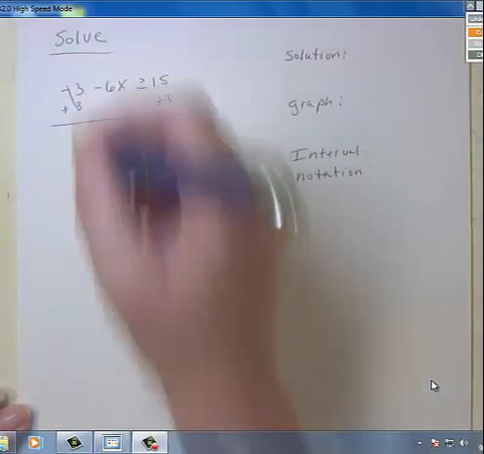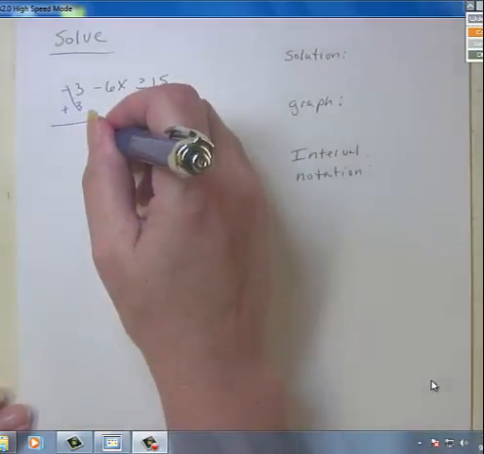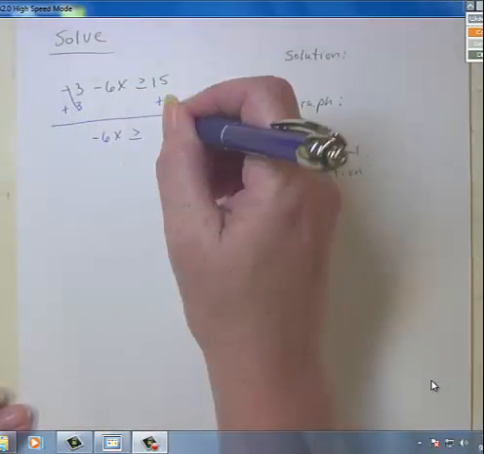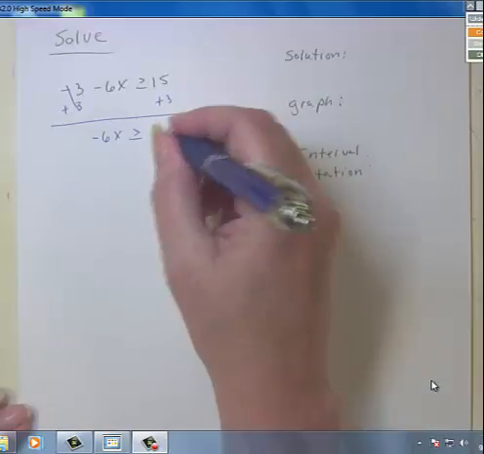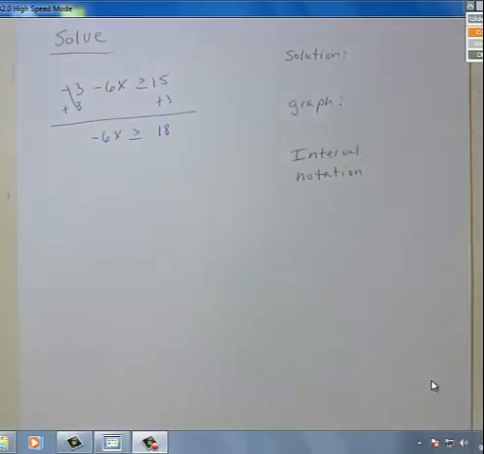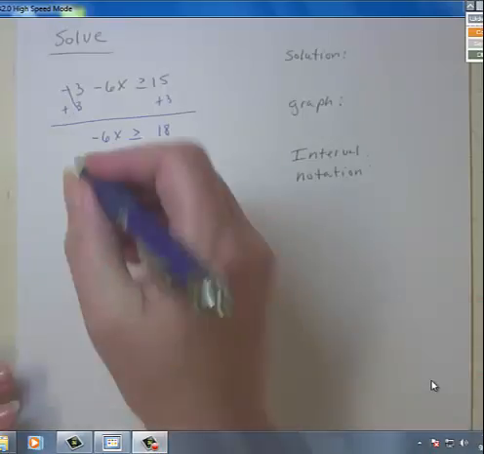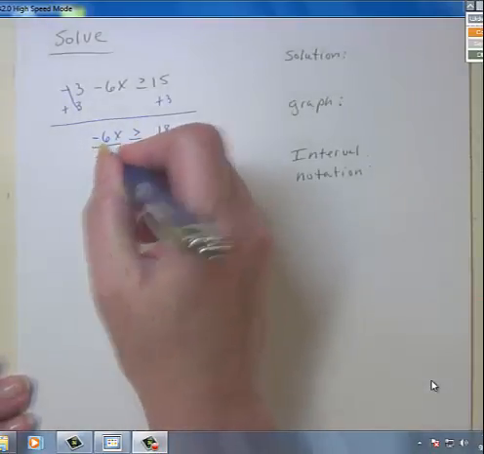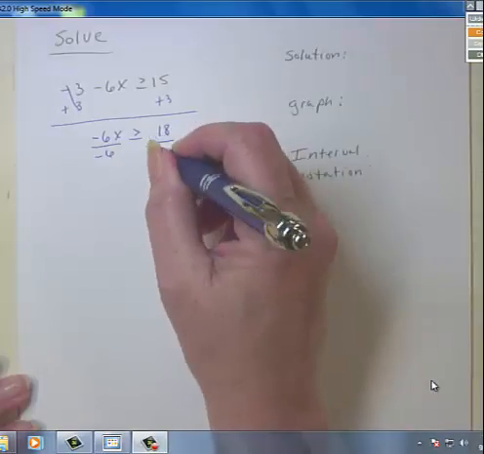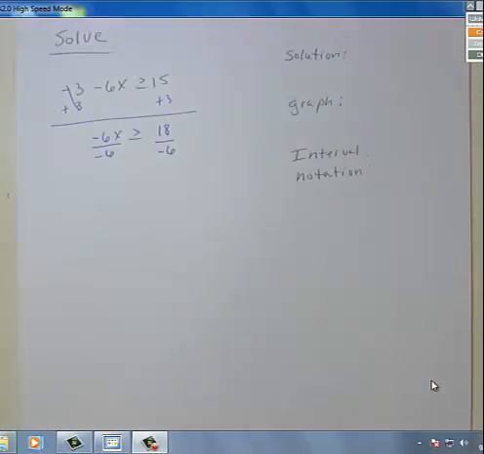So my 3's will cancel here, and I get negative 6x greater than or equal to 15 plus 3, which is 18. Now we still have to get the x as a single x. In order to do that, because negative 6 is being multiplied by x, we do the opposite and divide by the negative 6. And what we do to one side, we always do to the other.